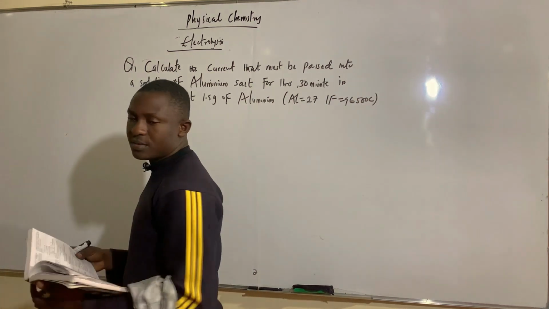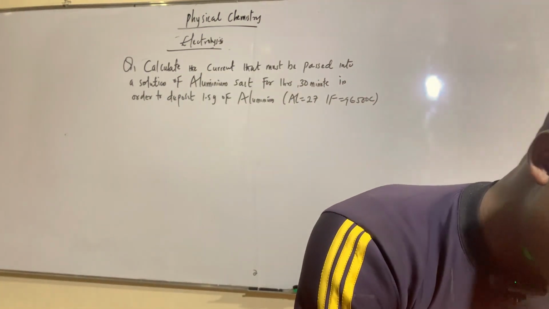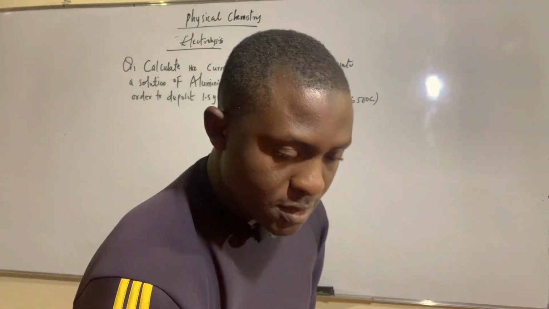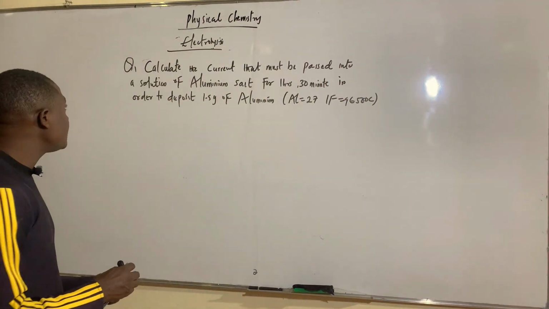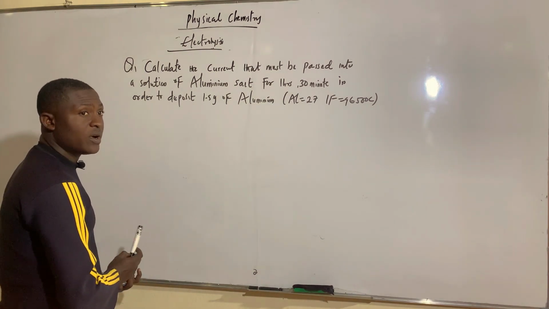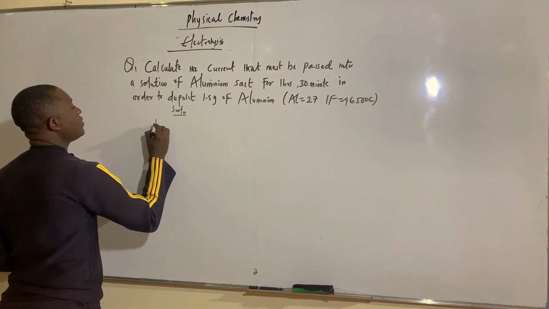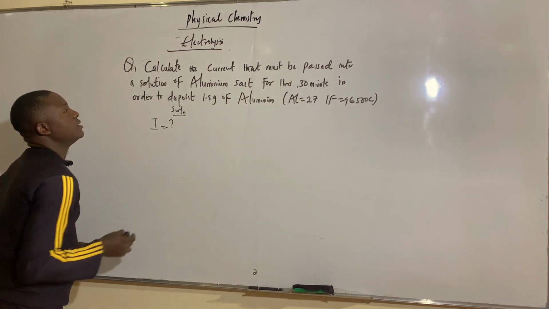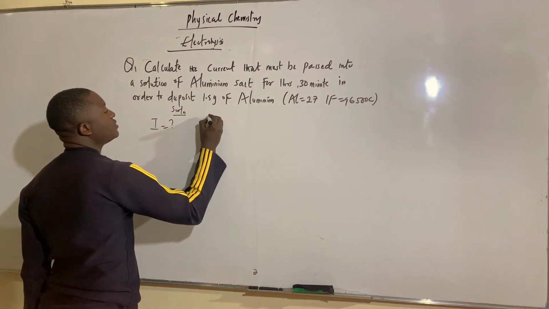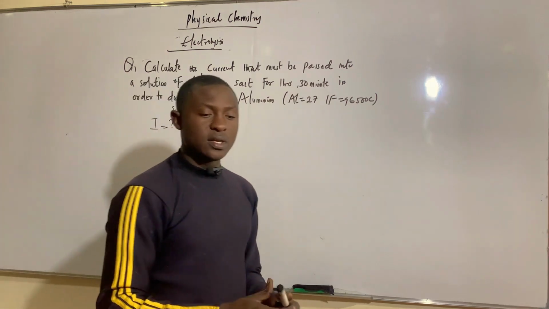So let's look at this problem and see how we are going to approach that. So they said calculate the current. That means we are looking for I, right? So solution, I'm looking for I that must be passed into solution of aluminum. So that means the element we are given there is aluminum. You know, as I told you, aluminum can give out 3 electrons.